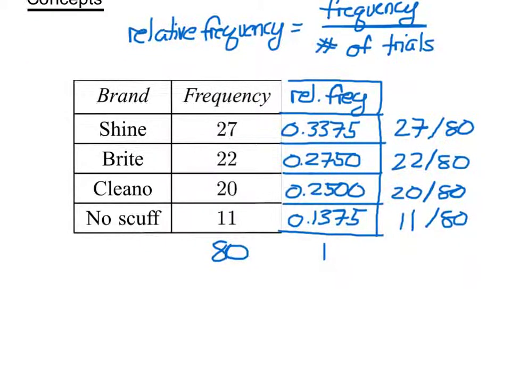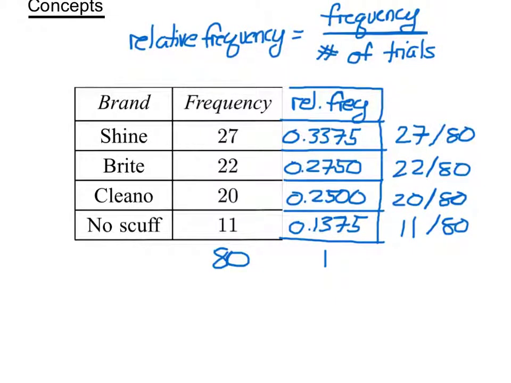Now we can extend this a little bit further to answer a few questions. If we were asked the question, what's the probability that a person likes the Bright brand? Remember, we use this notation, capital P for probability, and then the outcome within parentheses. We simply can read that value from the table, which is equal to the relative frequency. So the probability that a person likes the Bright brand is 0.275.